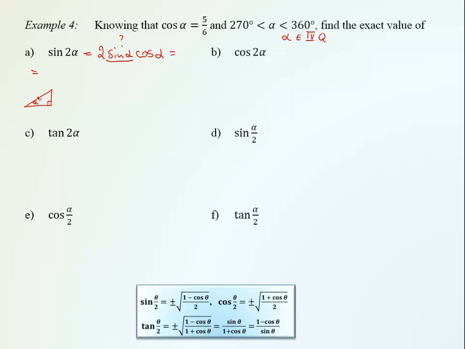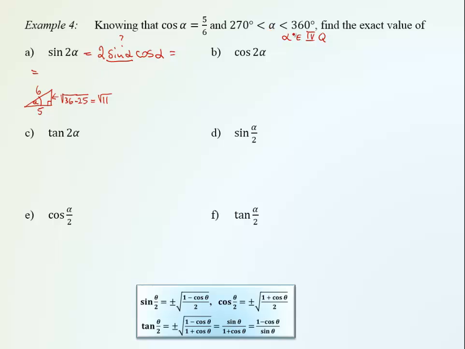And if this is angle alpha and cosine alpha is 5 over 6, then this side must be 5 and that's 6. So the third side can be found from the Pythagorean equation. This will be square root of 6 squared, which is 36, minus 5 squared, which is 25. So it's really square root of 11. Okay, therefore we can figure out what sine of this angle is: root 11 over 6.